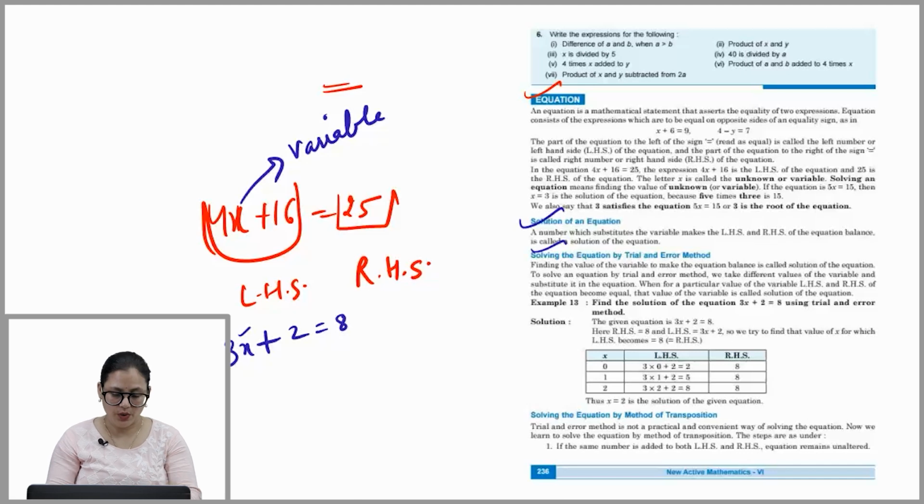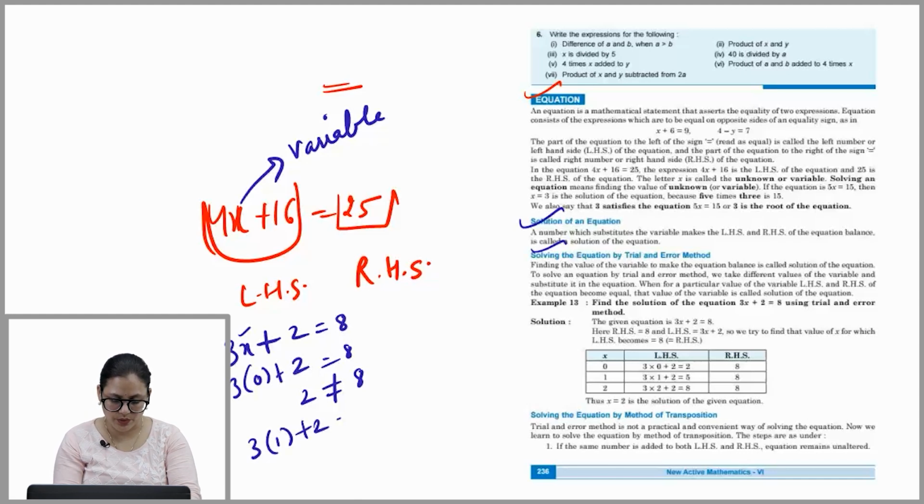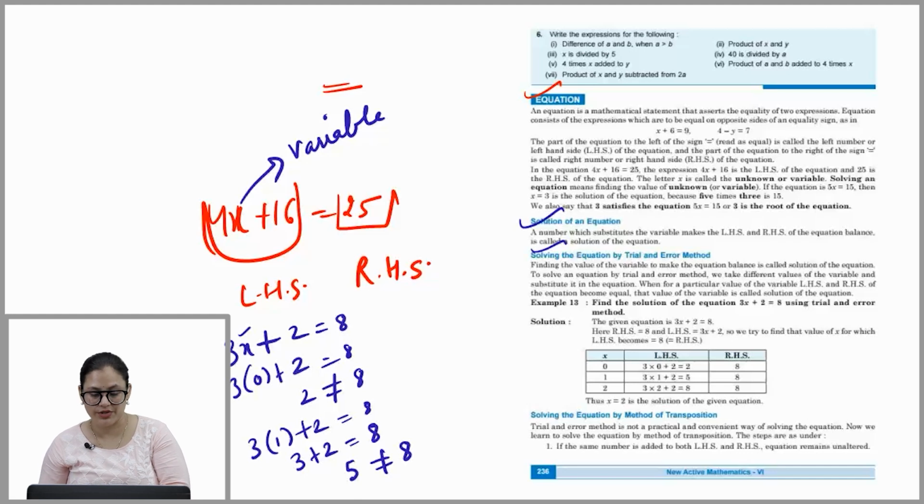First we will put 0 here: 3 into 0 + 2 = 8. 3 into 0 is 0, plus 2 is 2, so LHS is not equal to RHS. Next we will put 1 instead of x: 3 + 2 = 8, that is 5 is not equal to 8. Here also LHS is not equal to RHS.